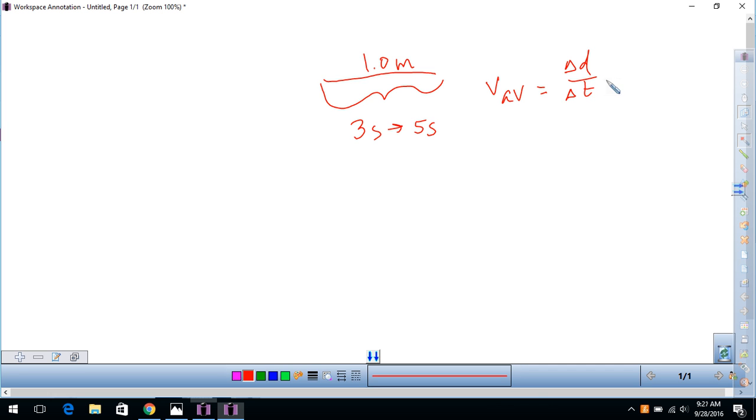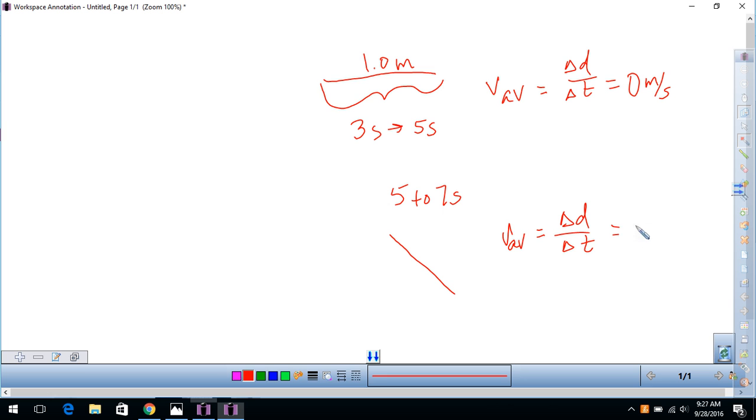And since delta D doesn't change, it's 0. And then we want to go from 5 down to 7. It looks like this. All right, so average speed is change in distance over change in time.